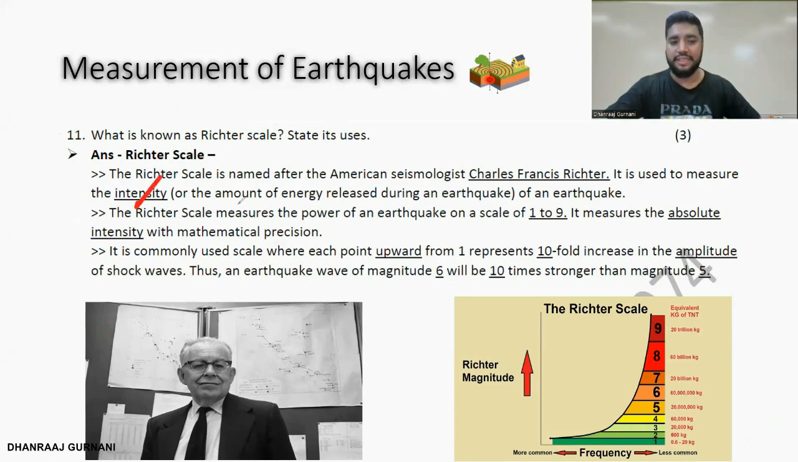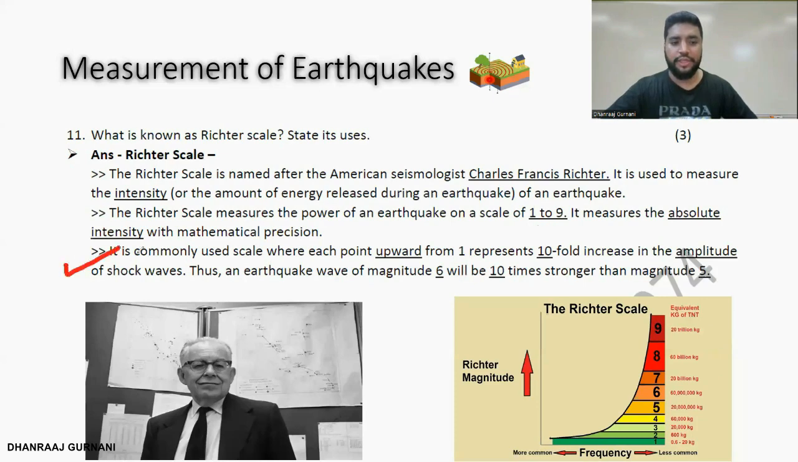What is intensity? Intensity is the amount of energy released during an earthquake. So the Richter scale is named after Charles Francis Richter, and it is used to measure intensity, that is the amount of energy released during an earthquake. Very simple, the Richter scale is a 9-point scale, that is 1 to 9, and it measures the absolute intensity with mathematical precision. So it is a very precise scale. It has a total of 9 points, as you can see here.